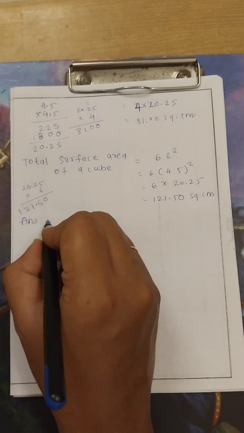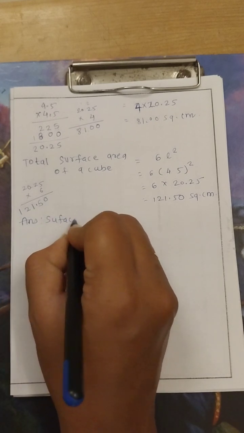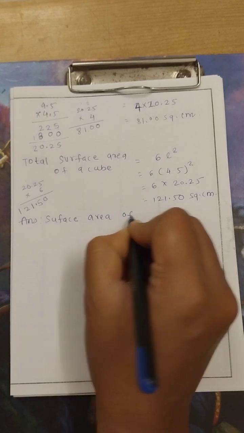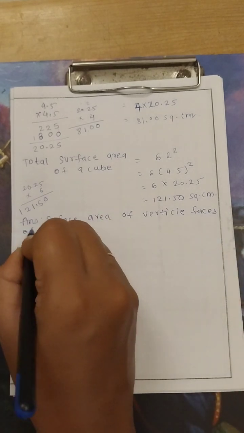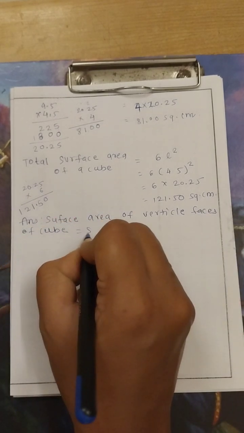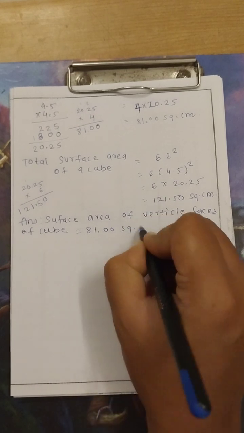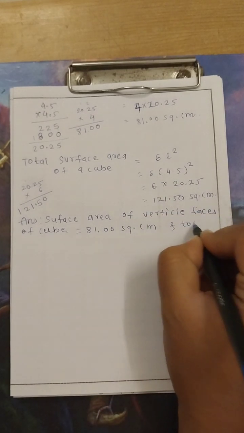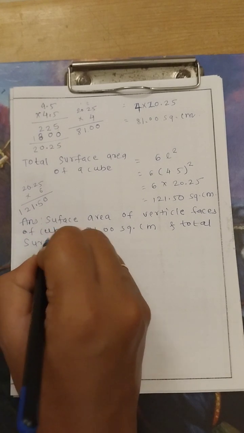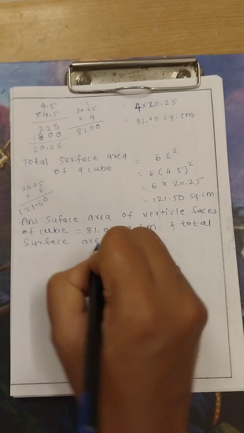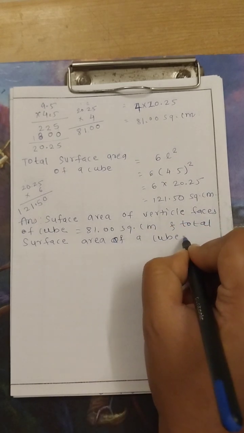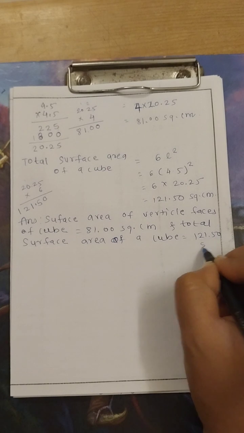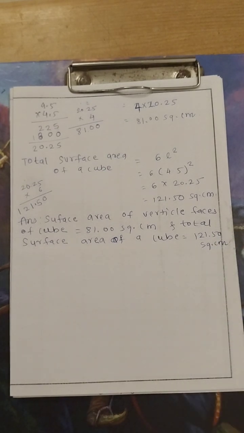So here you have to write the final answer. Surface area of vertical faces of cube is equal to 81.00 square centimeter, and total surface area of a cube is equal to 121.5 square centimeter. Are you getting it? Okay, let's move to the fourth example.